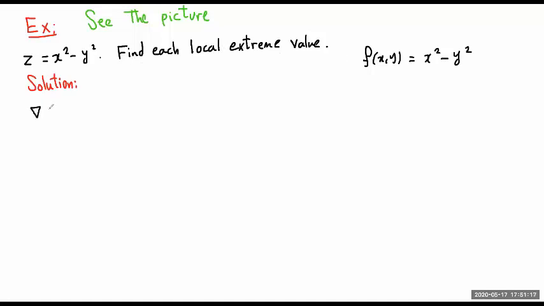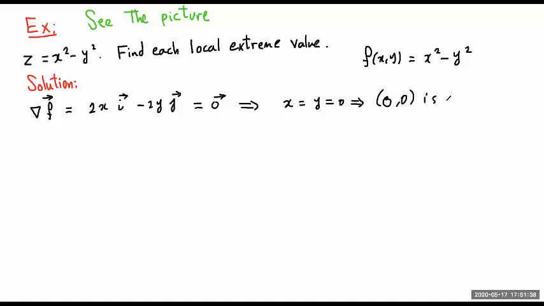Let's calculate the gradient of f. Its partial derivative with respect to x is 2x i, minus 2y j. If we put this equal to 0 to find the critical points, we have x equals y equals 0. So the point (0, 0) is a critical point.